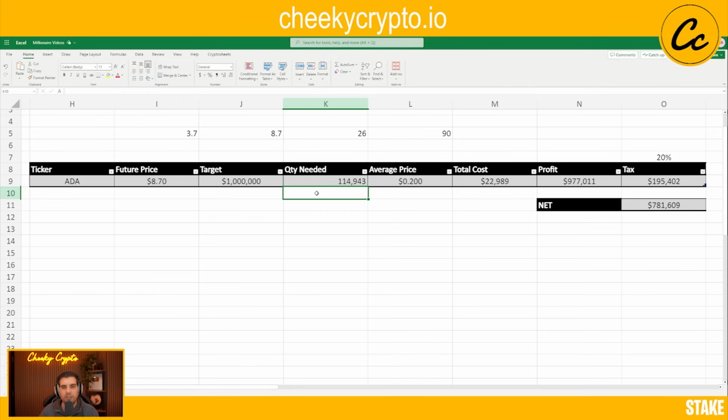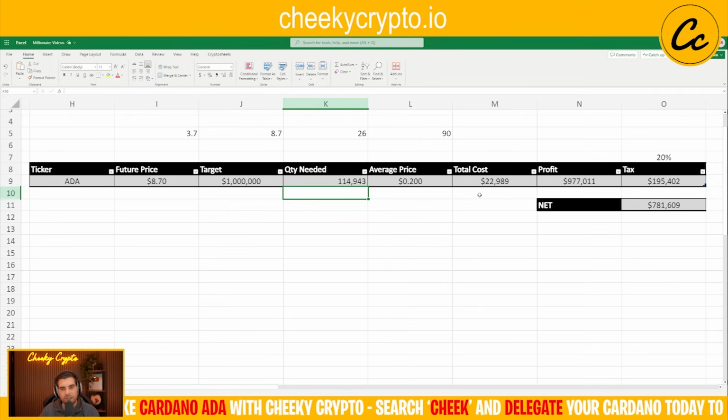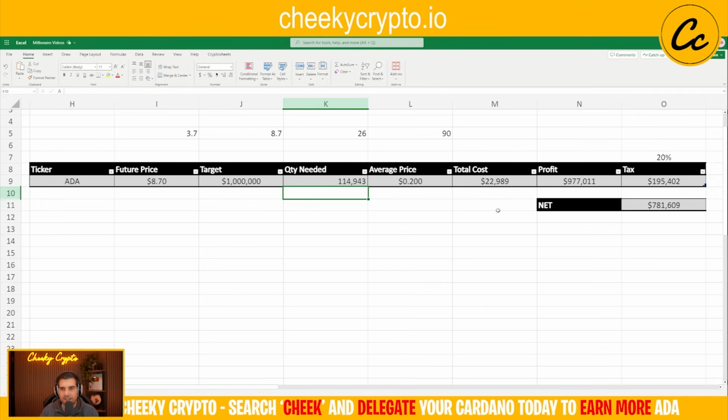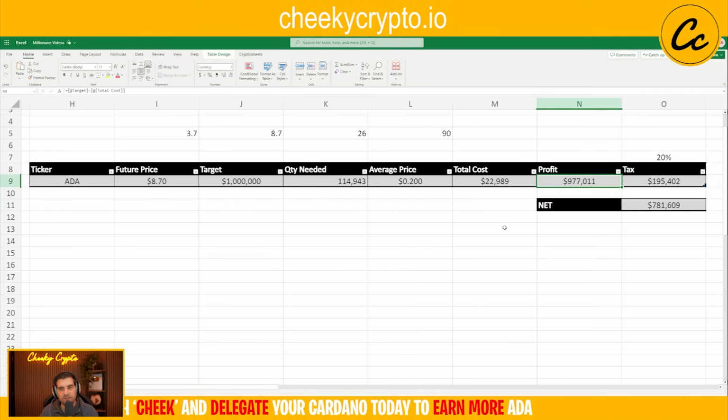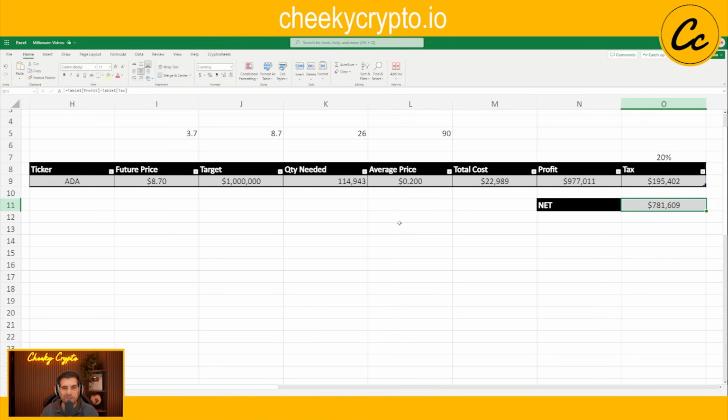Well, all of a sudden, you only need 114,943 ADA. That's an investment of $22,989, an average price of 20 cents. Your profit would be $977,000 with a tax bill of $195K, netting down $781,000. Okay, those are the two that I think are pretty decent price targets that I think are achievable. I think they're both very achievable targets.